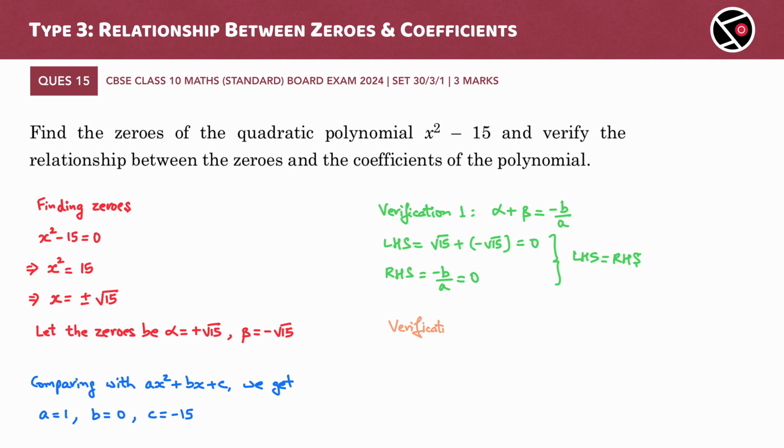Next we have alpha times beta equals c over a. The left hand side is alpha times beta, square root 15 times minus square root 15. Left hand side equals minus 15. Now, the right hand side is c over a, or minus 15 over 1. We have minus 15. Again, the left hand side equals the right hand side. We are done.